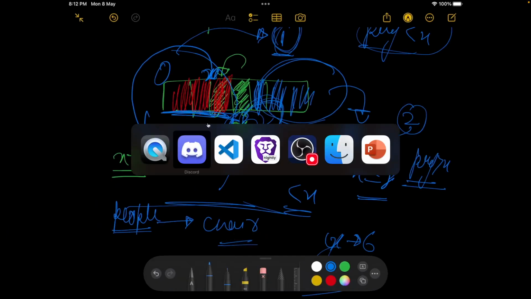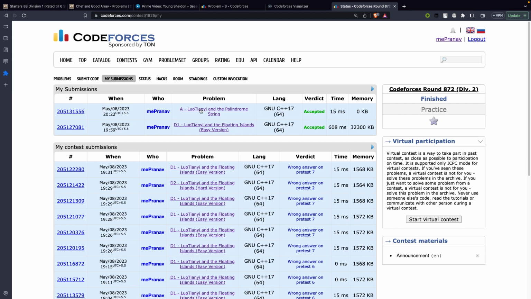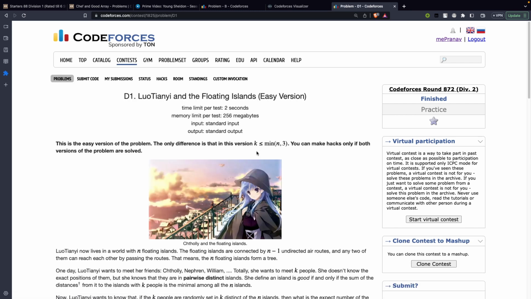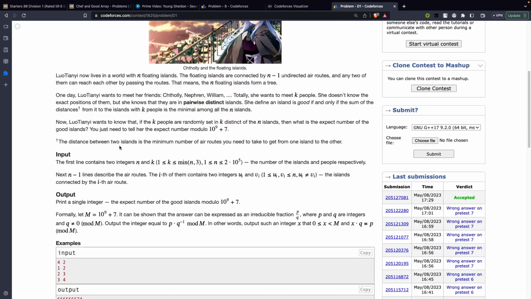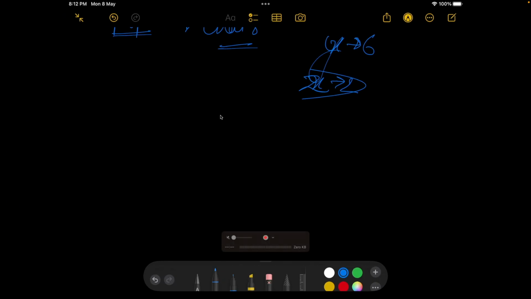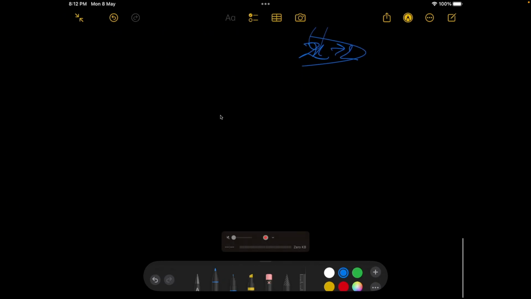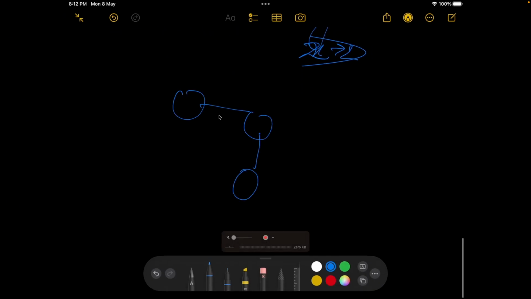Okay, going to move to the next question now. Let's go to the problem D1. This is a good problem. I'll not go through the problem statement because it's a bit long. But anyway, what we need to do is just try to understand it like a graph. So they have given us a graph, not a graph, just a tree, right? So it's a tree which they have given us.